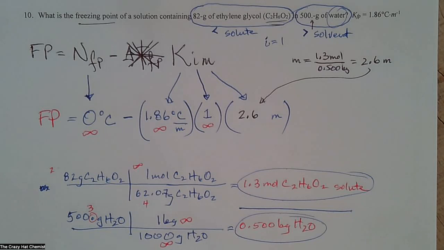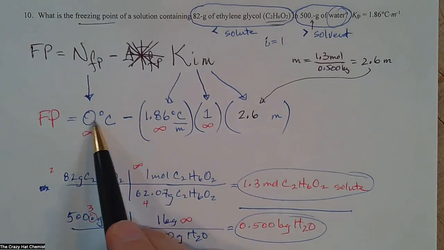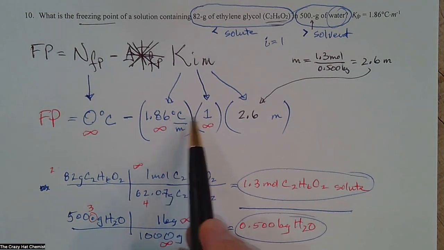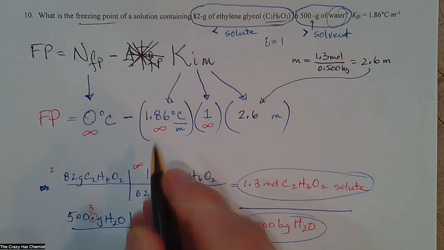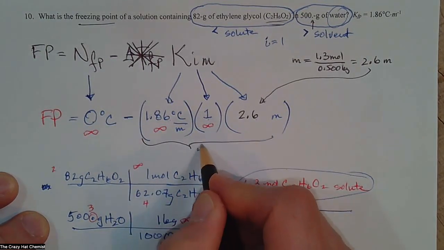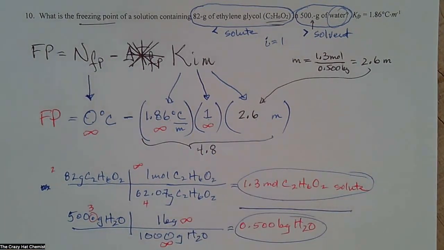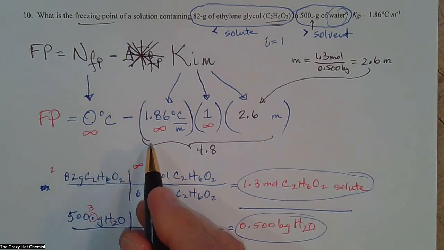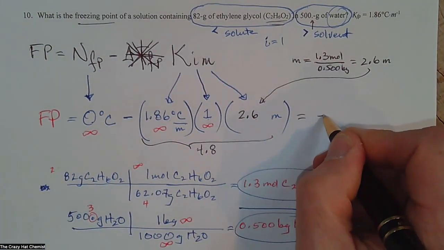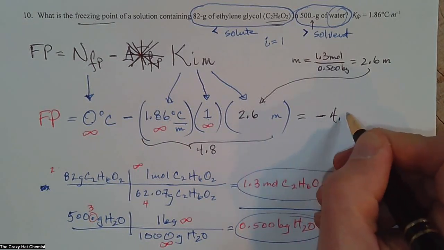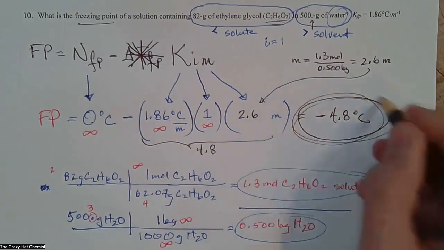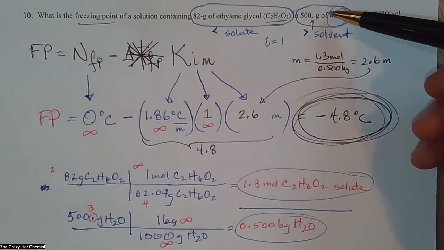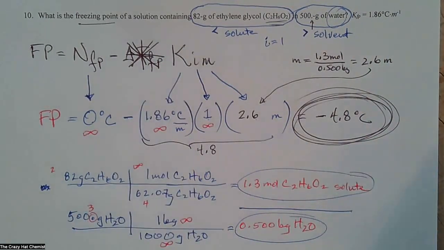All right, and now what we're going to do is take 0 minus 1.86 times 1, that's 1.86, times 2.6. This whole thing right here is going to equal 4.8. Okay, and we are going to take 0 minus 4.8. So we're going to have negative 4.8 degrees Celsius. There is my freezing point if I have 500 grams of water and I have added 82 grams of ethylene glycol to that.